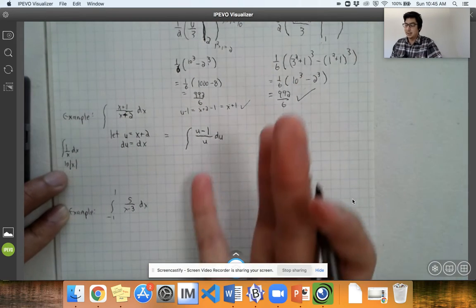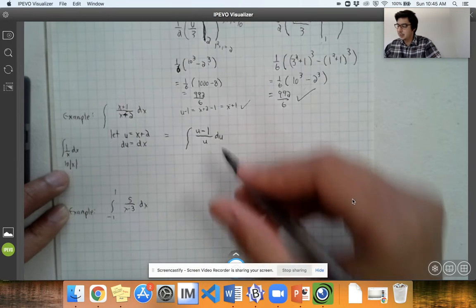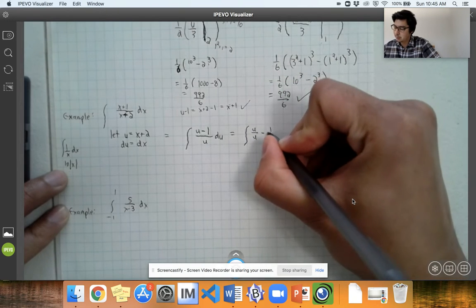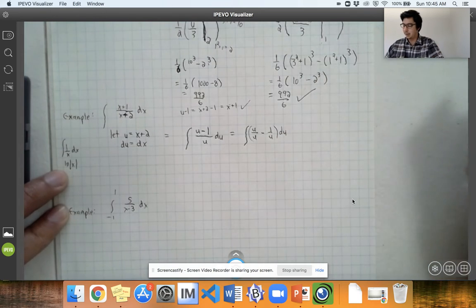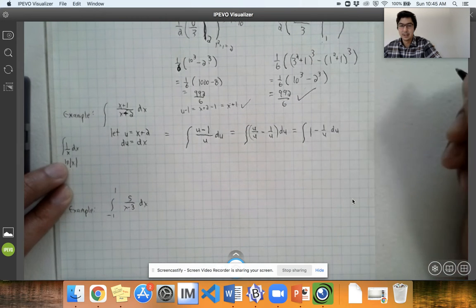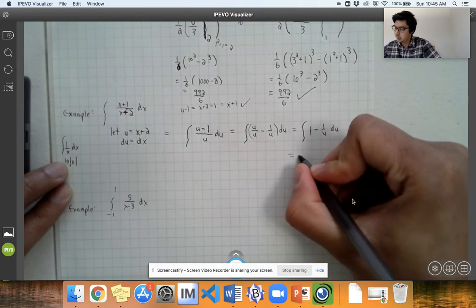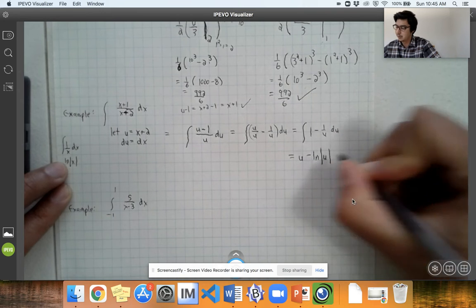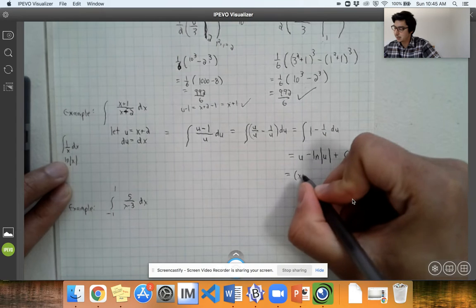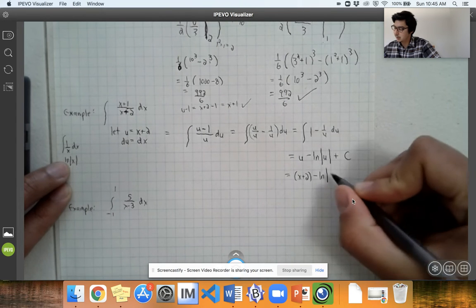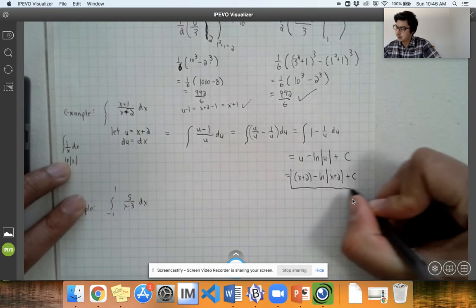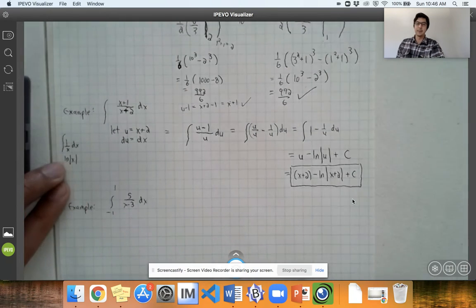Now, again, you're like, okay, I don't see how we were able to integrate this now. Well, we can rewrite this by breaking apart the fractions and writing it as u over u minus 1 over u, and all of that with respect to u, in which that's the same as just doing 1 minus 1 over u du, and therefore the integral of this will give us u minus the natural log of the absolute value of u plus c. Then replacing u back in, we'll see that the answer here is going to be x plus 2 minus the natural log of x plus 2, absolute value, plus c. And there's your answer for that integral there.